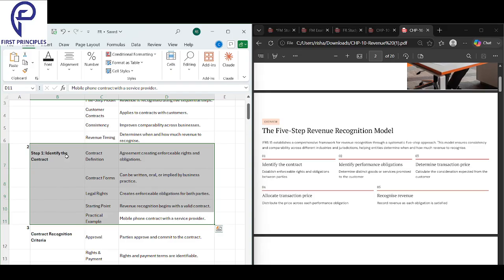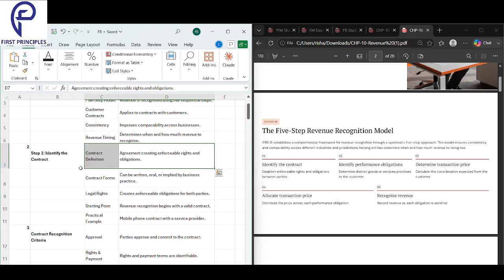A contract is basically a legal deal where both the sides have duties. That is the simple definition of a contract. It's like a legal deal where both the parties have some duties. Next, contract forms.